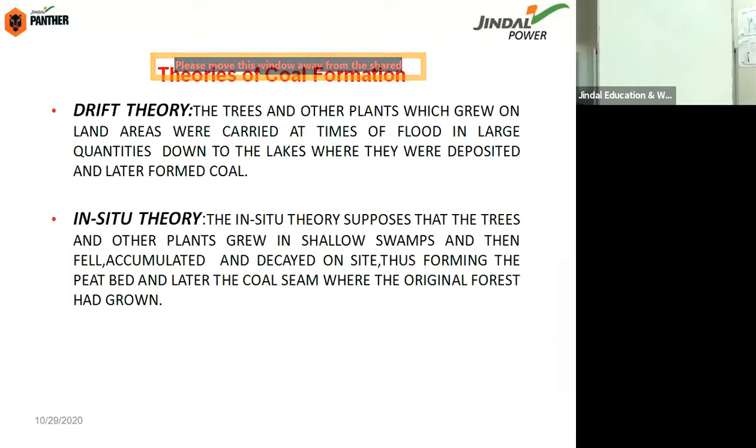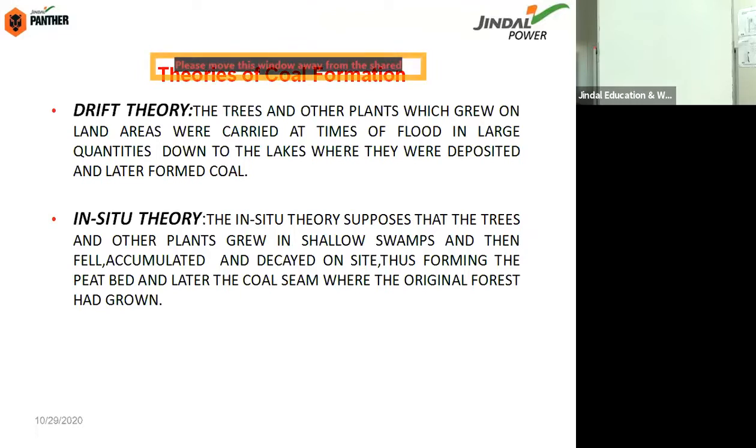Drift theory is basically observable in the Indian subcontinent, where trees and plants get carried away by floods and river passages, and get trapped in the ground in lakes, and afterwards are transformed into coal. This is called drift theory. That means the trees and plants are conveyed and carried to different positions to make coal.